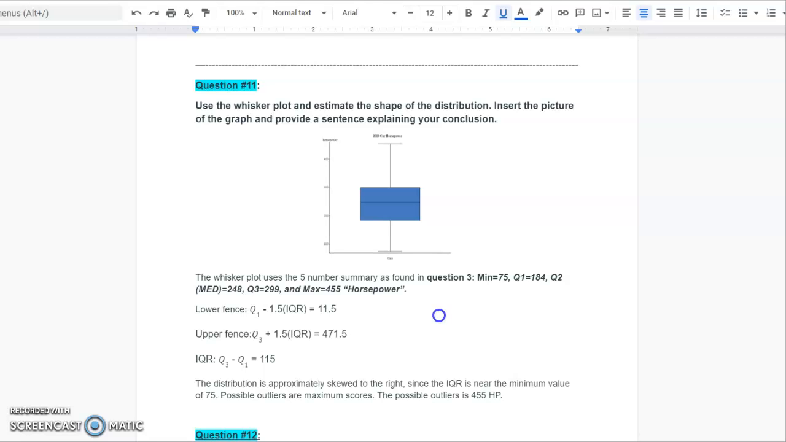The distribution is approximately skewed to the right since the IQR is near the minimum value of 75. Possible outliers are maximum scores. The possible outlier is 455 horsepower.